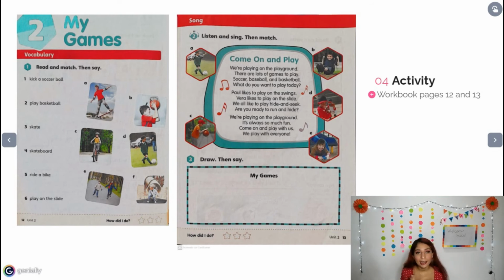Tienes la letra de la canción ahí. Vamos a buscar el vocabulario que tenemos en las imágenes y lo vamos a unir. So let's listen to the song so we can do this activity.